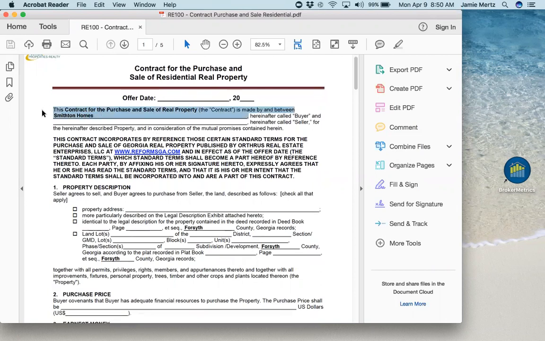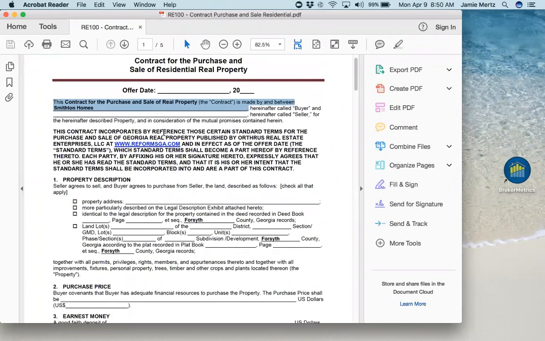Then you'll want to go down and read the next line and make sure that you understand that this contract incorporates the reference of those certain terms for the purchase and sale of Georgia property published by Orthis Real Estate Enterprises at www.reformsga.com. You want to make sure that your clients receive a copy of those standard terms for purchase and sale.